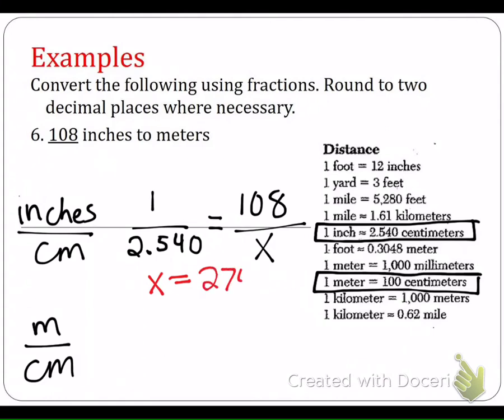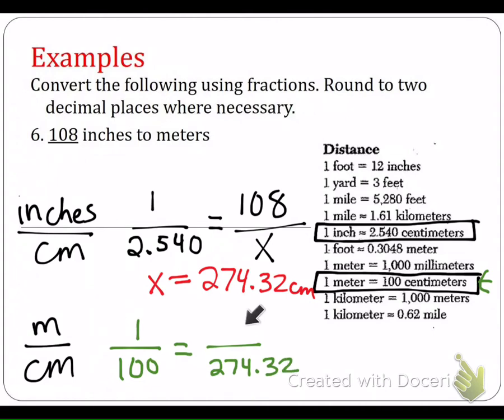Now on this one, I am not going to round until the very end, which it's two places right now, so you're good. That's like phase 1. So this represents how many centimeters are in 108 inches. Now, from there, I'm going to use this guy. I'm going to do meters over centimeters. So 1 meter is 100 centimeters. This is centimeters, so it's going to go in our denominator.